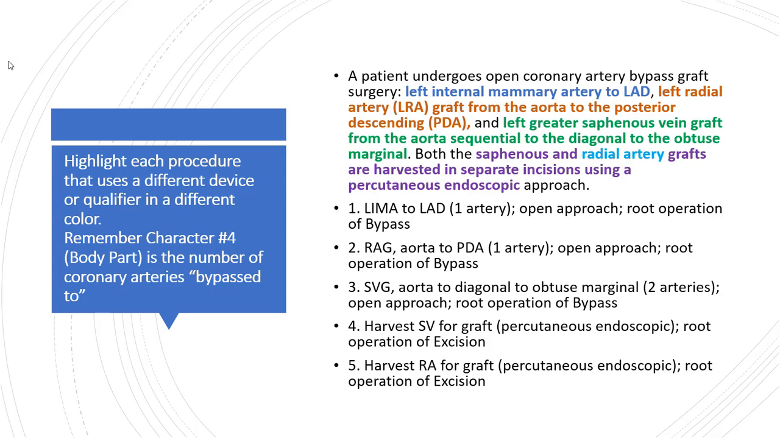Then you've got two grafts, the saphenous vein graft and the radial artery graft. And it tells you that those are going to be harvested in two different incisions, which they would have to be, because the saphenous vein is in the leg and the radial artery is in the arm. And both of those grafts are harvested using a percutaneous endoscopic approach. So you've got 5 procedures there that have to be coded. And I've listed them there for you, so then you just start coding them.